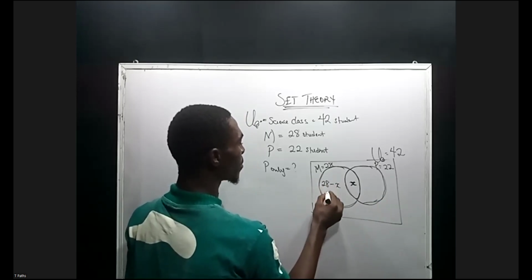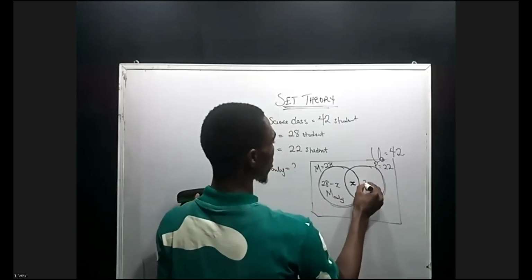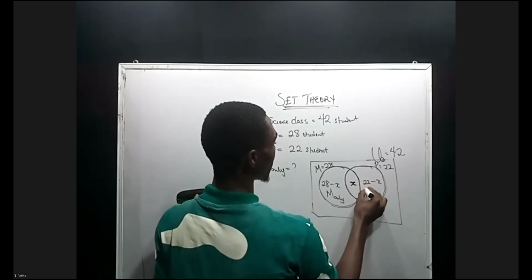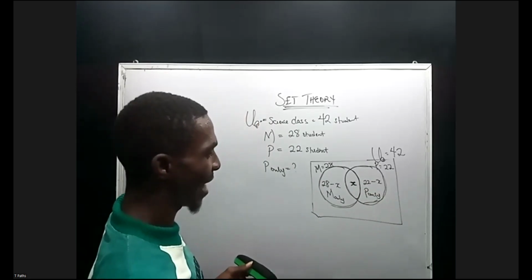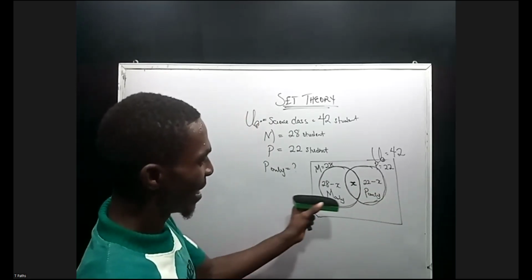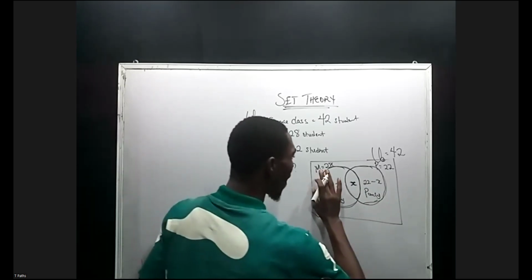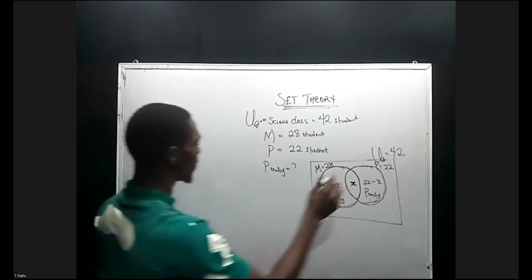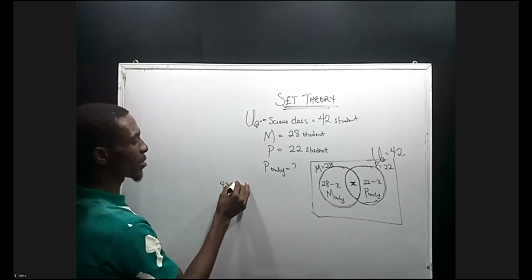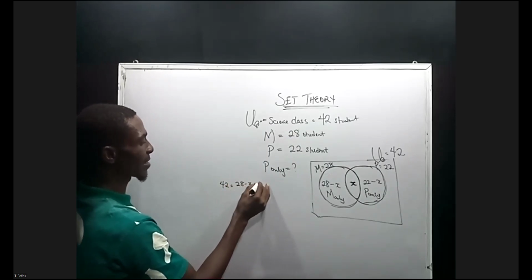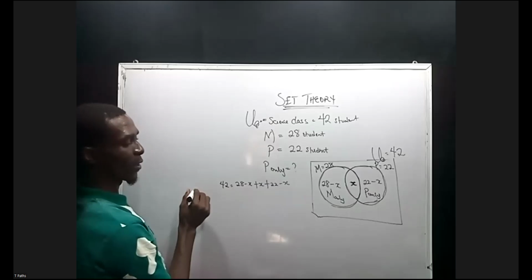This part is called math only. For this part here, it is 22 minus X. This part is called physics only. I hope I've made myself clear with the labeling. Now, we can say that the addition of everything here equals your universal set. That is, universal set 42 equals 28 minus X plus 22 minus X.